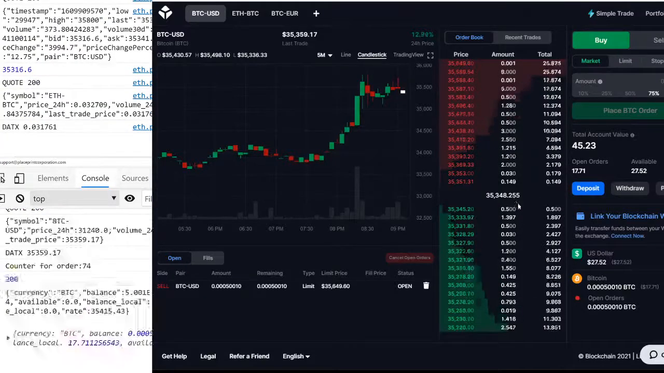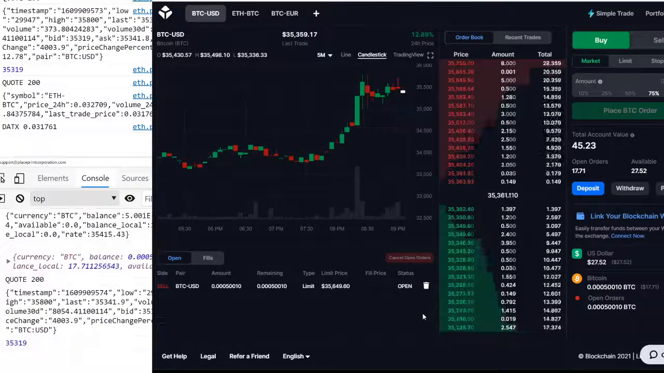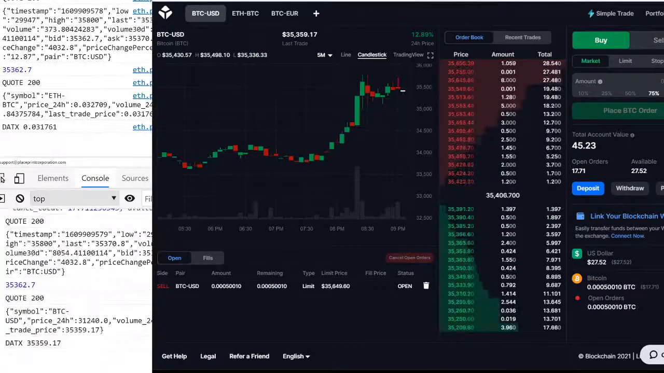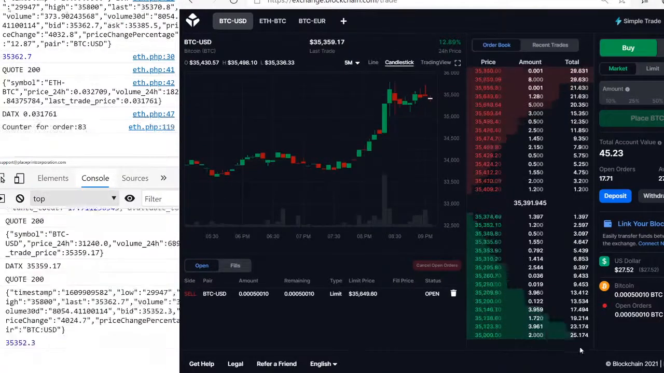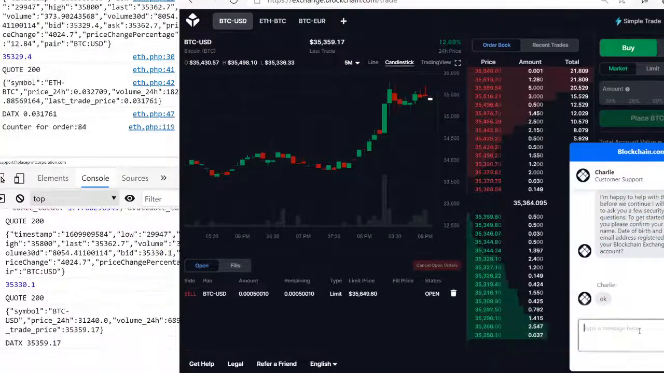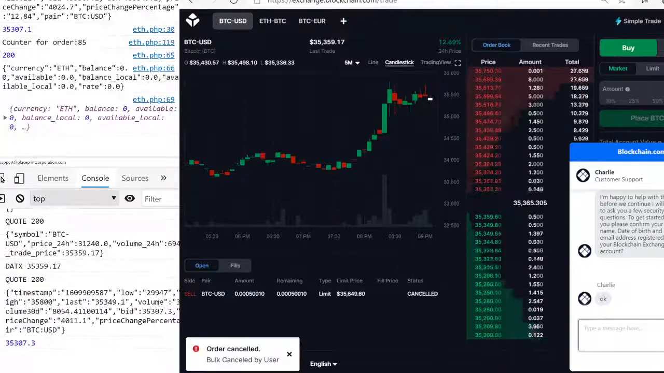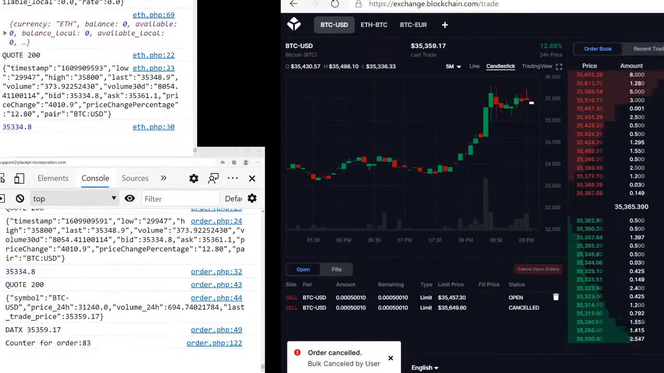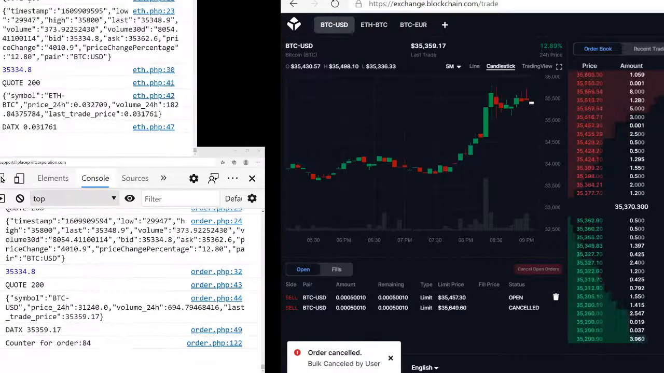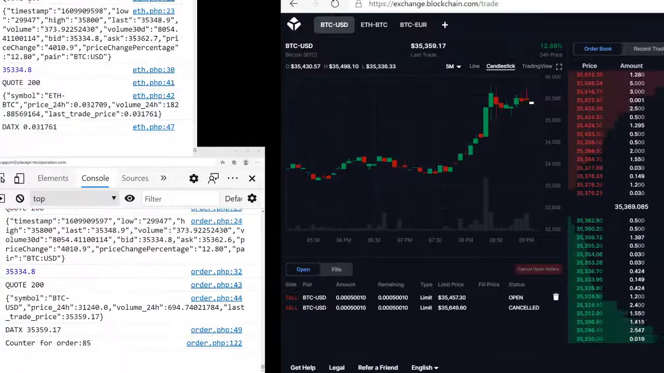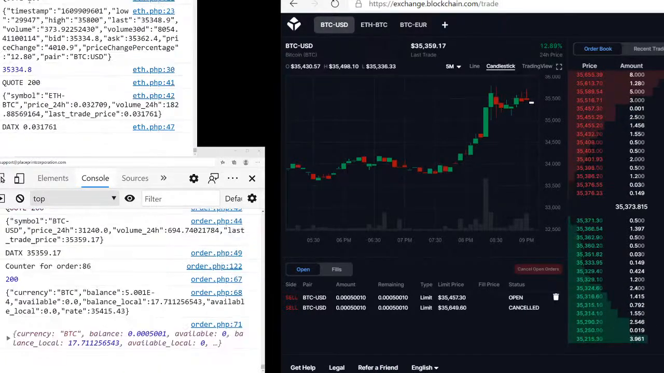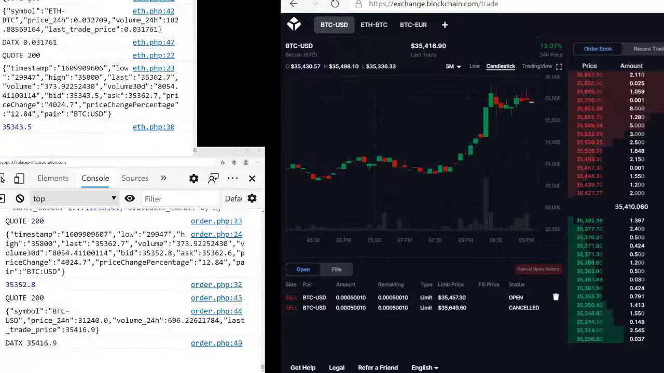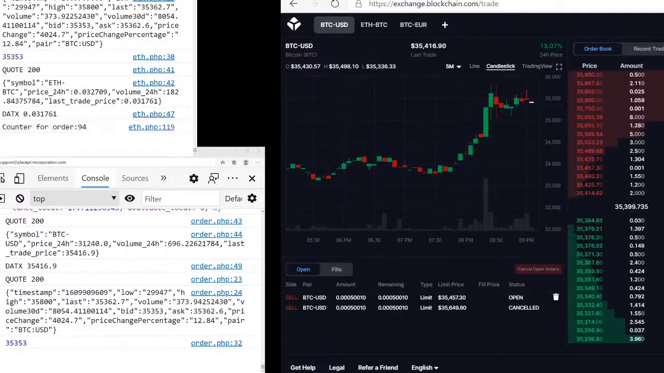Okay, but look, our order's at 74, so we're going to be seeing another order come through to buy in about 25 ticks. So let's go ahead and talk to Charlie real quick and get this ETH stuff resolved. Yeah, just 1 second. And now the orders are canceled. Okay, so orders are canceled, and 1 second. They'll be back.